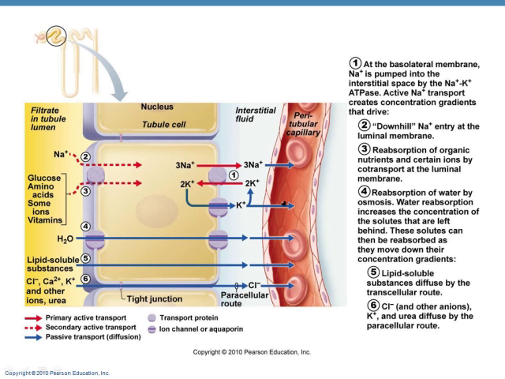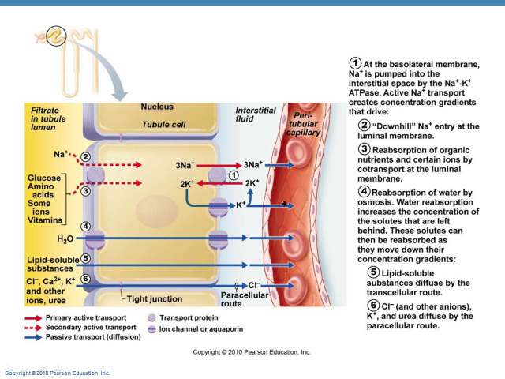What's the PCT? PCT. Somebody knows. Say it loud. There you go. Proximal convoluted tubule. Where is that? It's in the nephron right after the glomerular capsule.